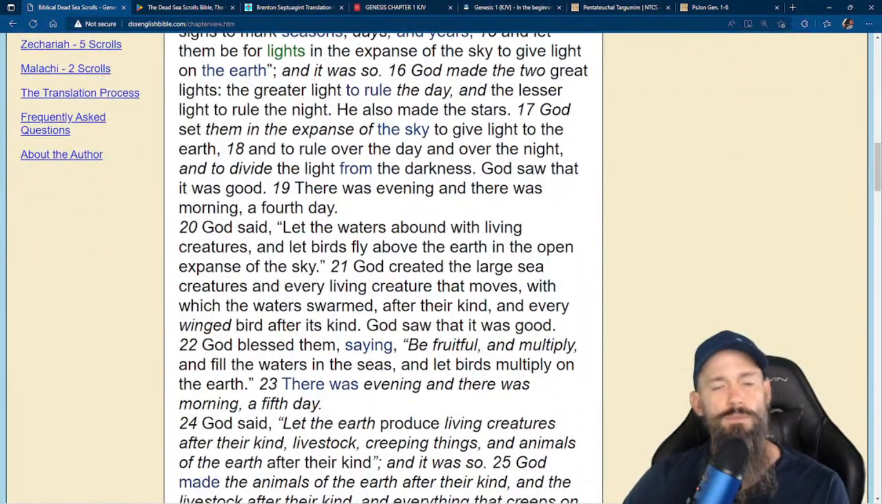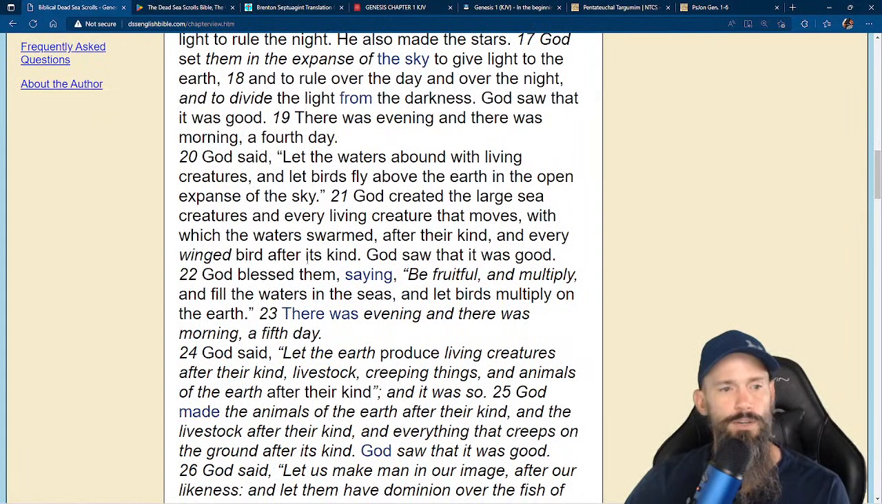Yahuwah said, let the waters abound with living creatures, and let birds fly above the earth in the open expanse of the sky. Yahuwah created large sea creatures and every living creature that moves, with which the waters swarmed after their kind, and every winged bird after its kind. Yahuwah saw that it was good. Yahuwah blessed them, saying, be fruitful and multiply, and fill the waters in the seas, and let birds multiply on the earth. There was evening and there was morning, a 5th day.